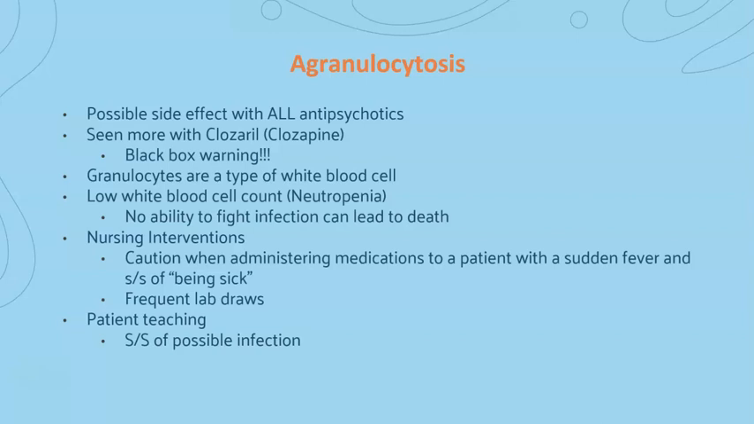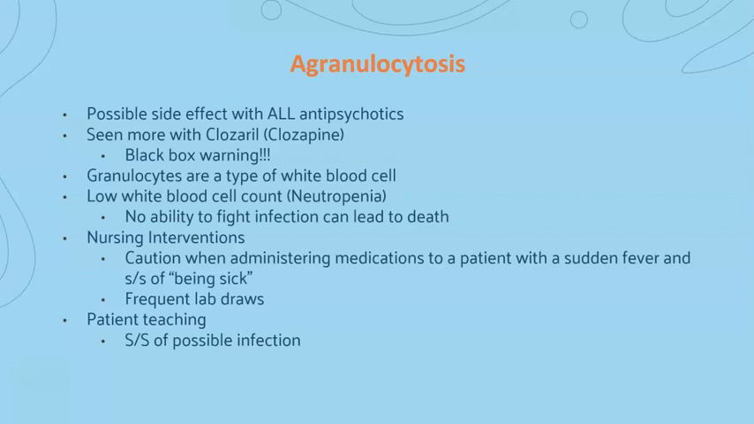However, it's seen so much more with Clozaril, also known as clozapine, that there's a black box warning on Clozaril. So those granulocytes are a type of white blood cell. Low white blood cell count is neutropenia. If a patient's neutropenic, they have no ability to fight infection, and it can lead to death.